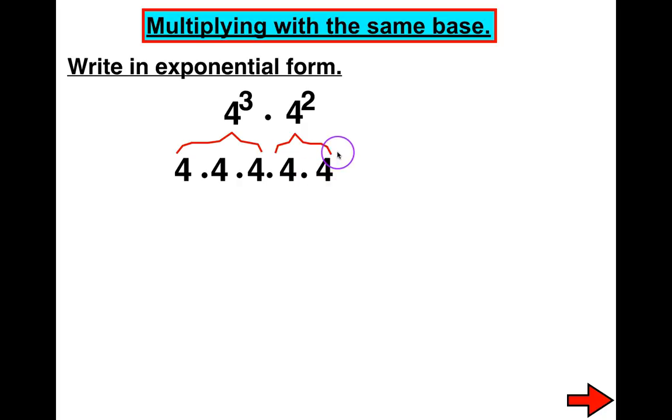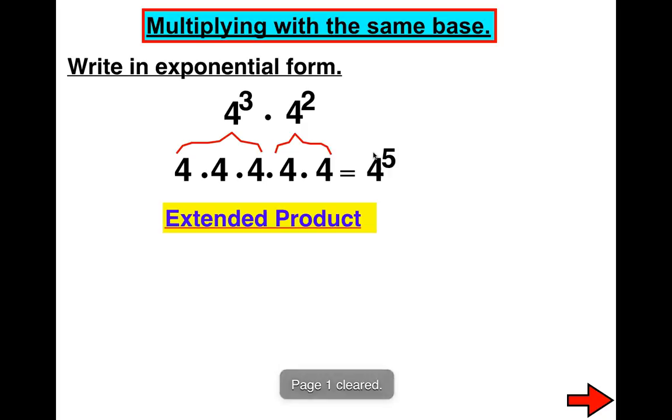So now, if I wanted to rewrite this using exponential form, that means I'm not going to multiply it out. That would be evaluating it. I'm just going to rewrite this as, hey, look, the base is a 4. That's the number that's being repeated. How many times was it being repeated? 1, 2, 3, 4, 5. So I'm going to go ahead and write 4 to the fifth power. That's it. You'd be done by that point. Okay? So basically, you're going to be using extended products to justify your answer.